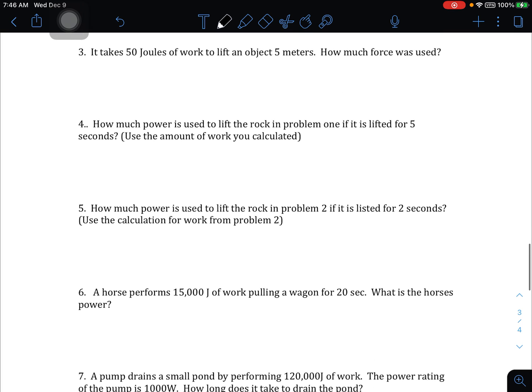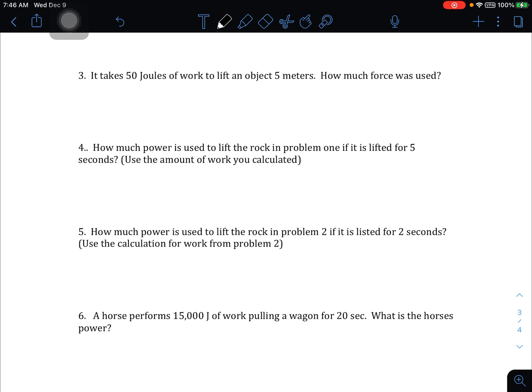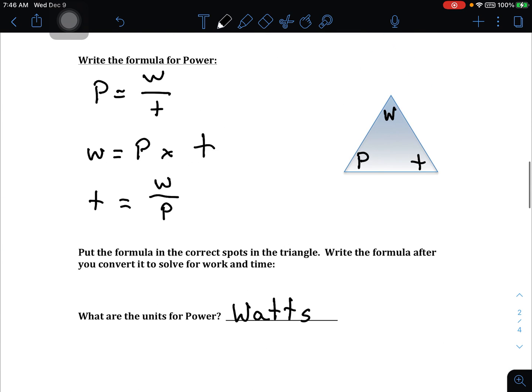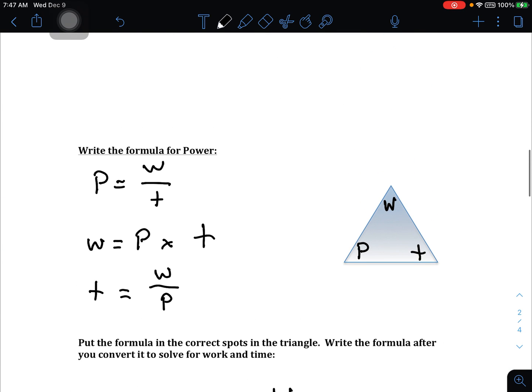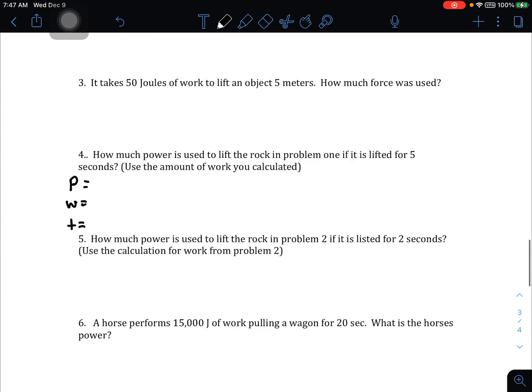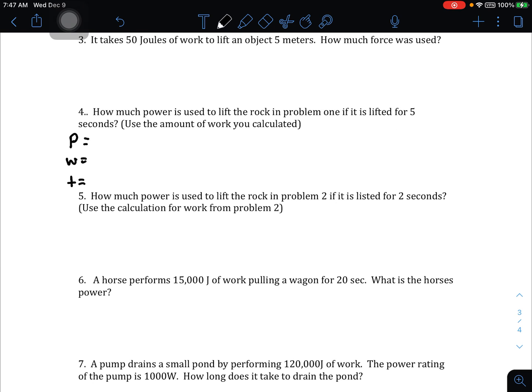Okay, I guess we can do one power problem together. Why don't we do that? So I'll do number 4 with you. How much power is used to lift the rock in problem 1 if it is lifted for 5 seconds? Okay, I'm given work, I'm given time, and it is asking me to find power in this problem. So again, this is the formula that I am going to use, the power formula, not the work one. Okay, so it says how much power, so that tells me I'm going to be looking for power. That's what I'm going to solve for, so I'll put a question mark there.